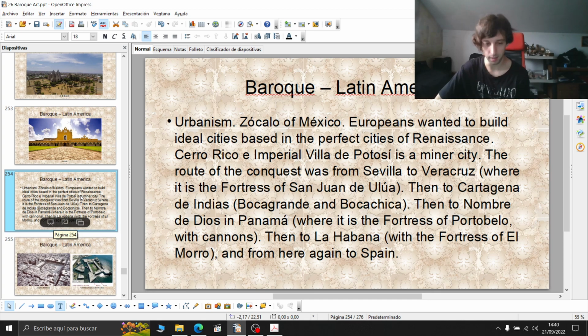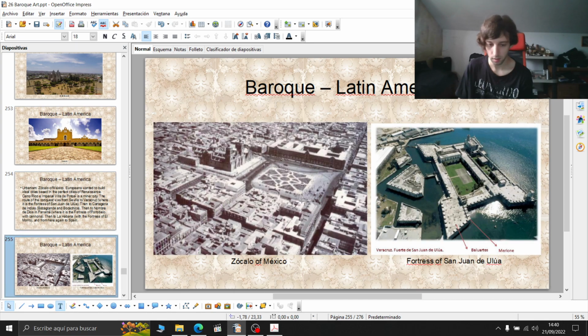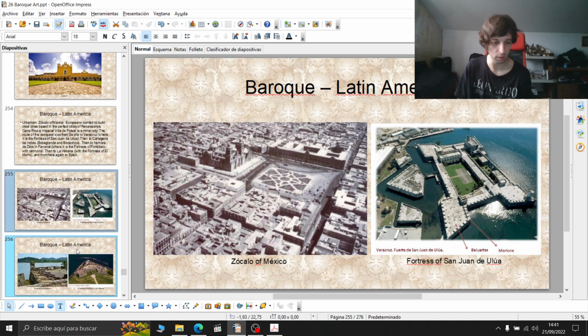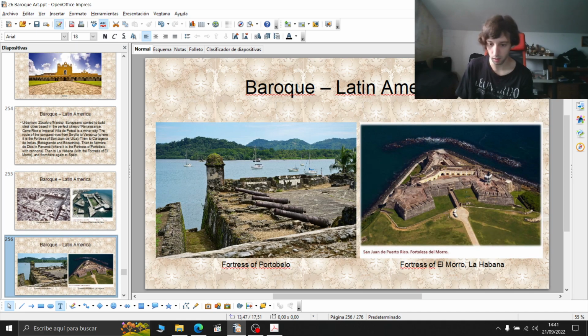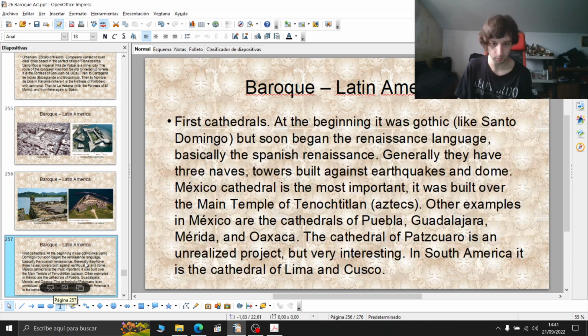Europeans wanted to build ideal cities based on the perfect cities of the Renaissance. Cerro Rico Imperial Villa de Potosí is a minor city. The route of the conquest was from Sevilla to Veracruz, where it is the fortress of San Juan de Ulúa. Then to Cartagena de Indias, Boca Grande and Boca Chica. Then to Nombre de Dios in Panama, where it is the fortress of Portobelo with cannons. And then to La Habana with the fortress of El Morro. And from here again to Spain. Zócalo of Mexico, Fortress of San Juan de Ulúa, Fortress of Portobelo, and Fortress of El Morro in La Habana.